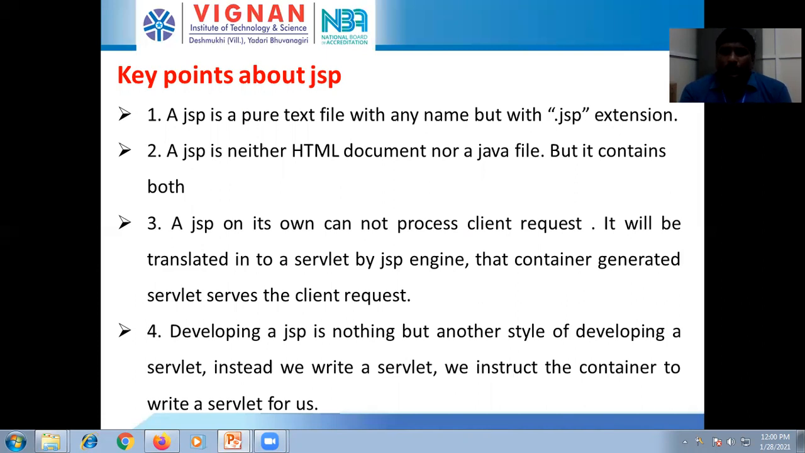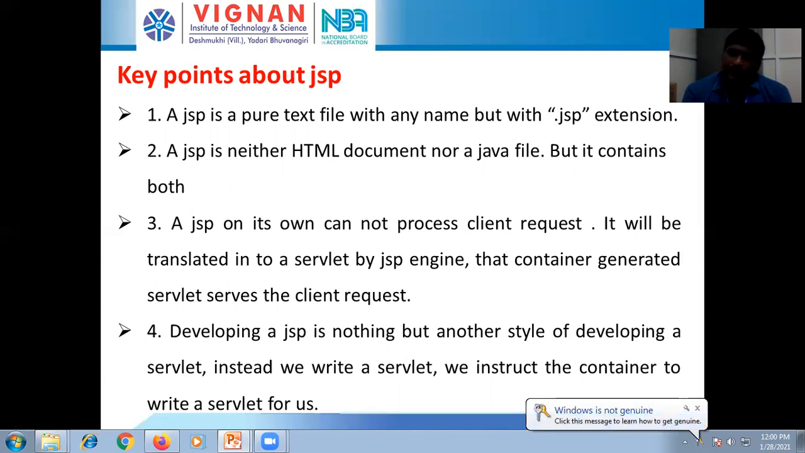And developing a JSP is nothing but another style of developing a servlet. Instead of writing a servlet ourselves, we instruct the container to write a servlet for us, right? That is the meaning.